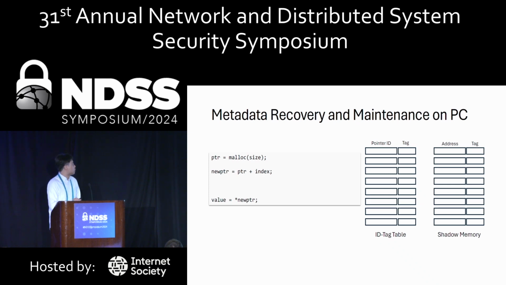Now, I'd like to use an example to explain the workflow of IPEA-San. In this code, there are three kinds of pointer-related operations. In the first operation, an object is allocated. So the IPEA-San will associate the shadow memory and its receiving pointer with the same tag. And next, the pointer is propagated to another one.